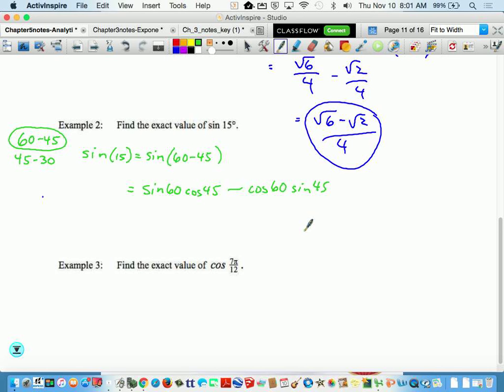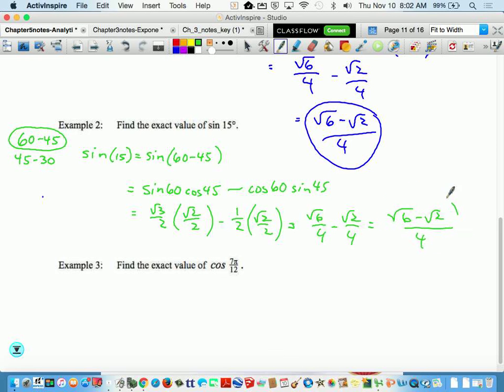So the sine of 60 is root 3 over 2, cosine of 45 again is root 2 over 2. Now the cosine of 60 is 1/2, and the sine of 45 is root 2 over 2. So now when you multiply these out, you end up with root 6 over 4 minus root 2 over 4, which is root 6 minus root 2 over 4.